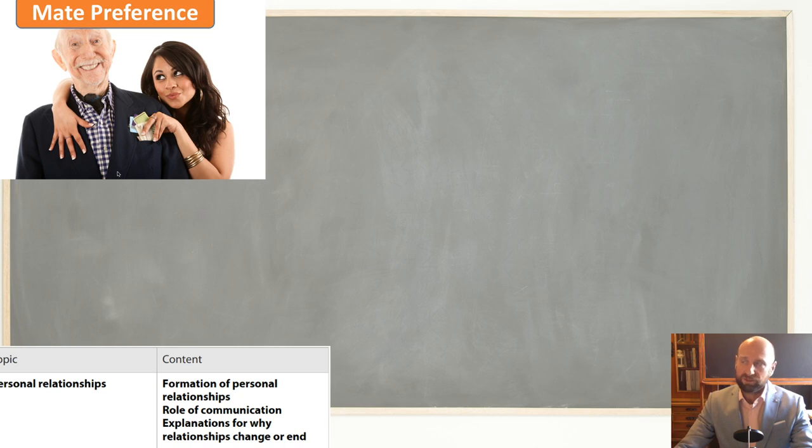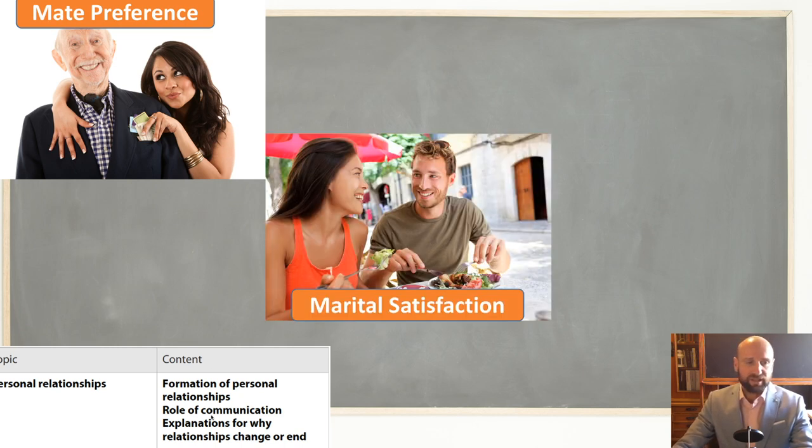Now, for personal relationships, we're going to look at 3 prime examples. In the formation of personal relationships, the example we're looking at is mate preference. I like to explain this as why do we fall in love? Doesn't she look like she's in love there? Marital satisfaction is the role of communication. It can either increase or decrease marital satisfaction. That's what communication in relationships does.